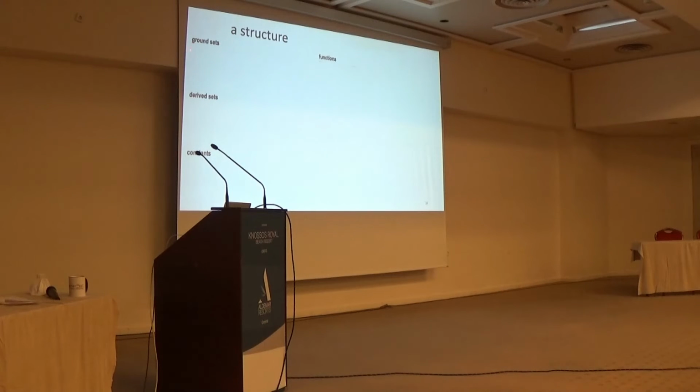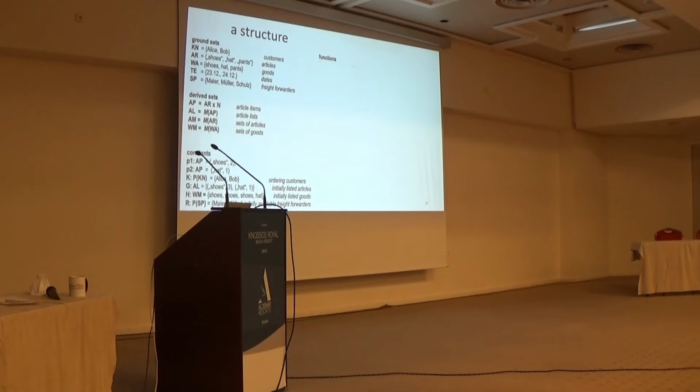So a structure has some sets, ground sets, derived sets, constants and functions. And here are some sets that are taken from an example which I do not want to go into details, but very concrete sets, derived sets, concrete constants and concrete functions. Just you must know there are these kind of things. Here is another structure that is very similar but has different sets, different elements, different functions.